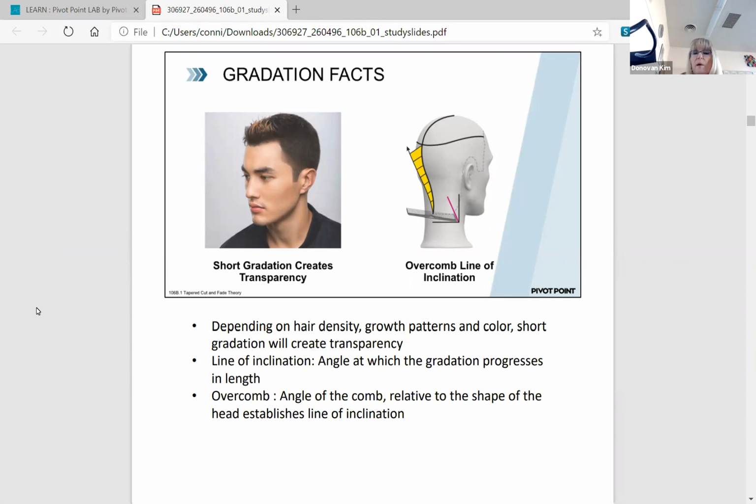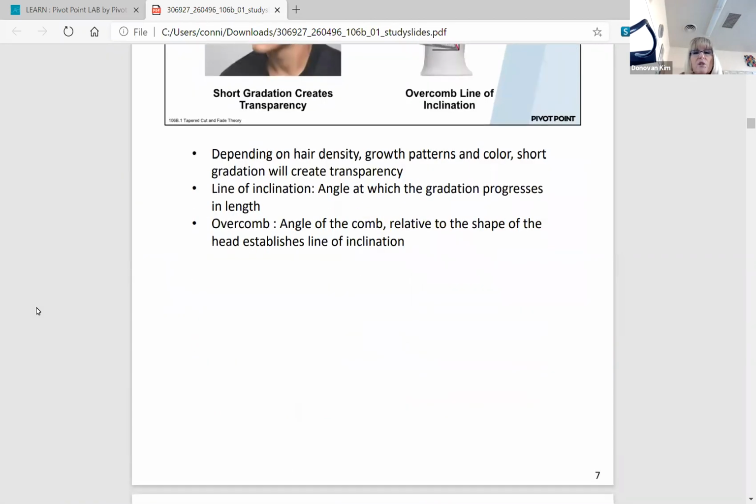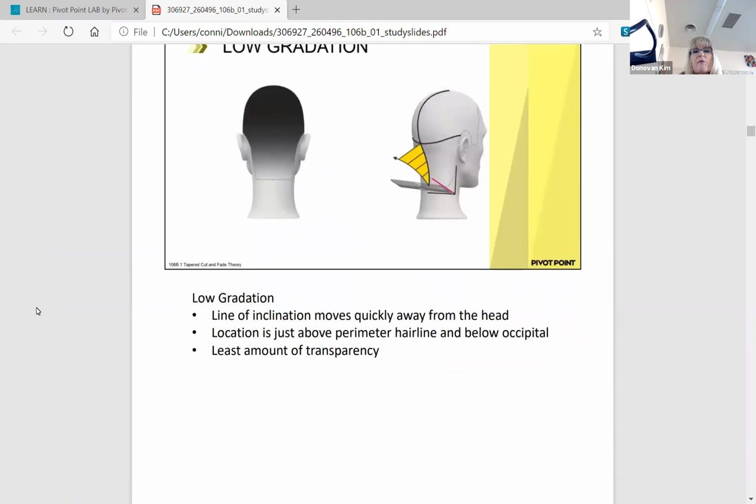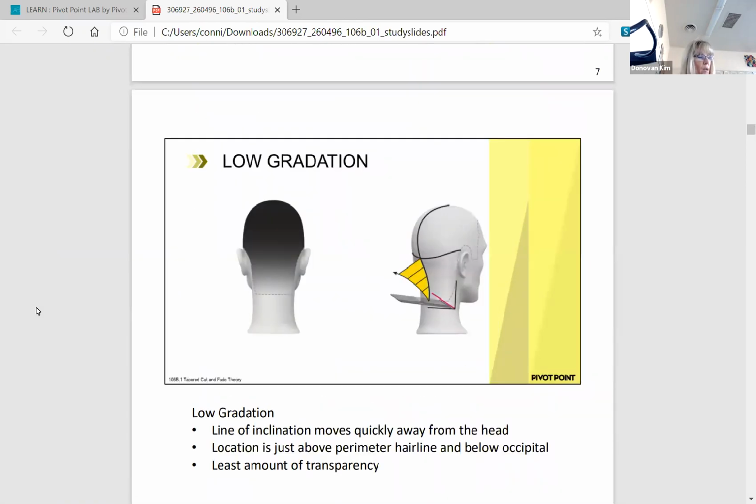But when they talk about gradation, they talk about 3 different ones: low, medium, and high. So when we're starting with low gradation, the line of inclination moves really fast away from the head. This is probably done from the occipital bone down, or maybe even a little bit lower, just in the nape area, right? This is going to give you the least amount of transparency. So this is where you'd see just on that back neckline, you would see the taper going on there.